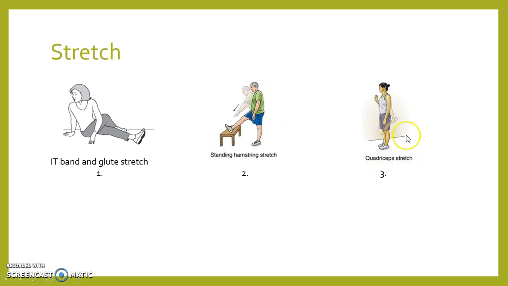For the quadricep stretch, you can support yourself on the wall or some other form of support. You have the same side arm reaching for the foot on the leg that's going to be stretched, and you pull it behind you and you get a stretch on the quad. You hold for 20 seconds here and then switch, and you hold for 20 seconds, and that is one set.